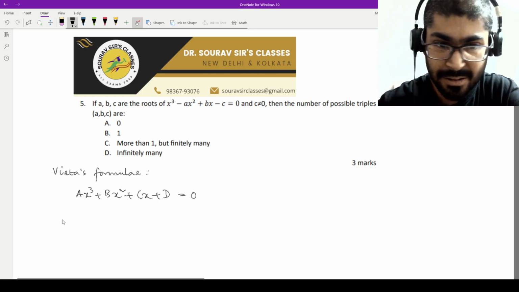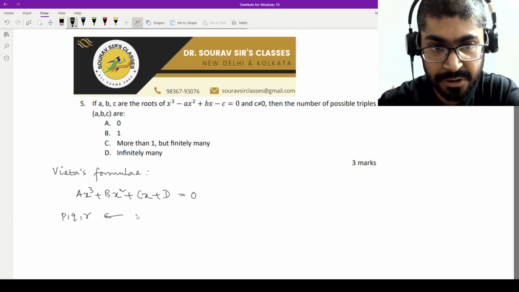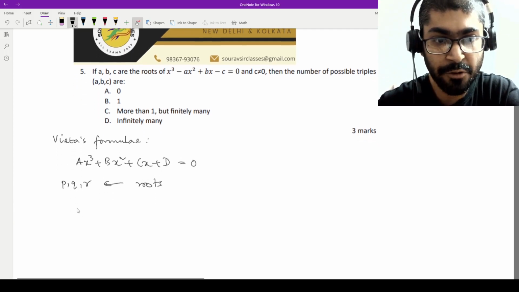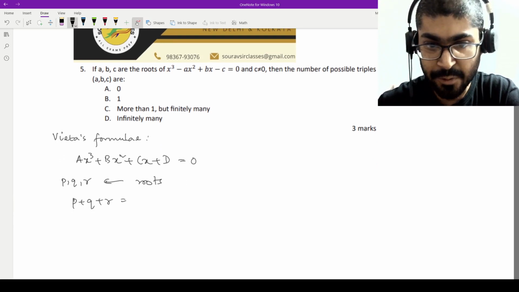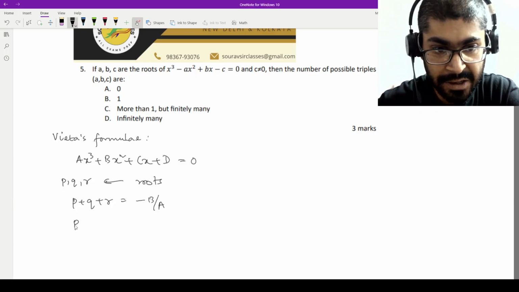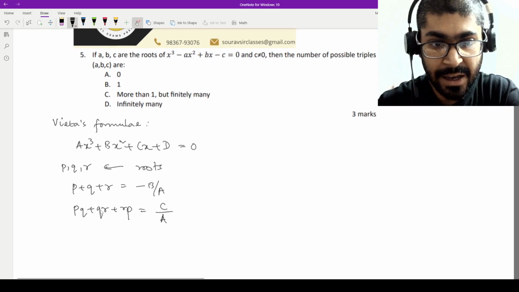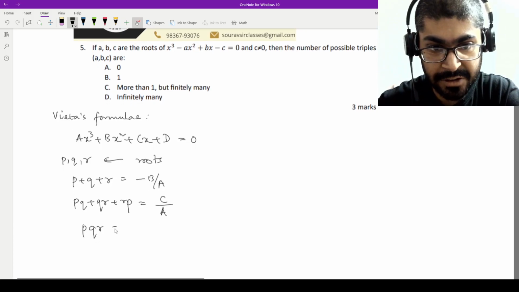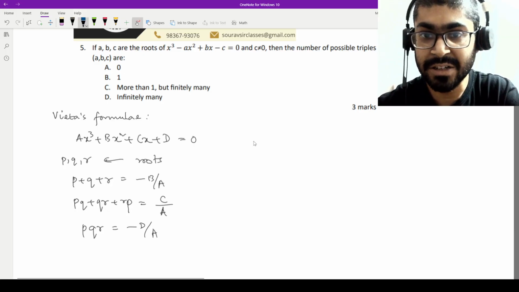Alright, okay, so for any roots p, q and r, let these be the roots, then the formula would be: sum of roots p plus q plus r is equal to minus b by a; pq plus qr plus rp, this is the sum of roots taken two at a time, will be c by a; and the product of roots pqr will be minus d by a. Alright, now compare it with the equation that we have here.